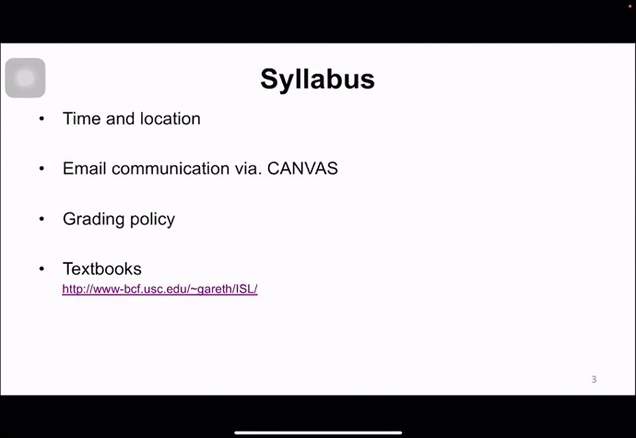The grading policy is available in the other video of the syllabus. Please check out the details. The textbook is available in this link. It's a PDF document fully available online. The authors and Springer have made this textbook fully available online. Please check out this link.